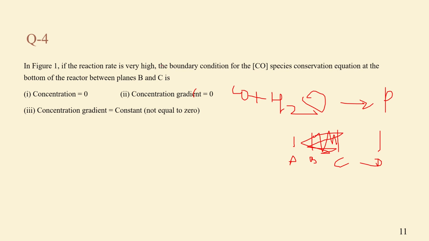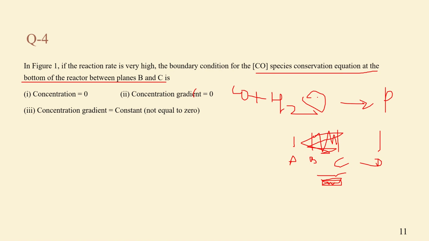And if the reaction rate is very high, what is the boundary condition for the carbon monoxide species conservation equation at the bottom of the reactor between planes B and C? So between here at the bottom, what is the bottom boundary condition? Here, catalyst is coated between those two planes, and if it is carbon monoxide, what can we say?